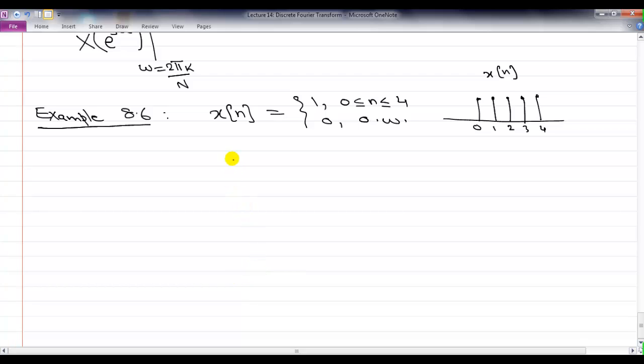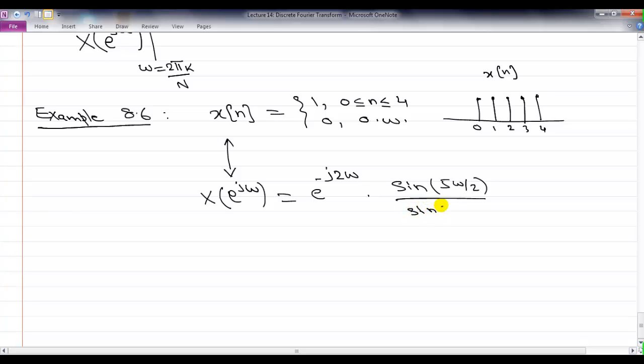The discrete time Fourier transform of this thing is X of e to the j omega. You can compute it; it's a rectangular pulse, so its discrete time Fourier transform is simply sine over sine. So the discrete time Fourier transform is e to the minus j 2 omega, which is due to the fact that I'm starting at 0, I'm not symmetric around 0, times sine of 5 omega by 2 over sine of omega by 2. Okay.